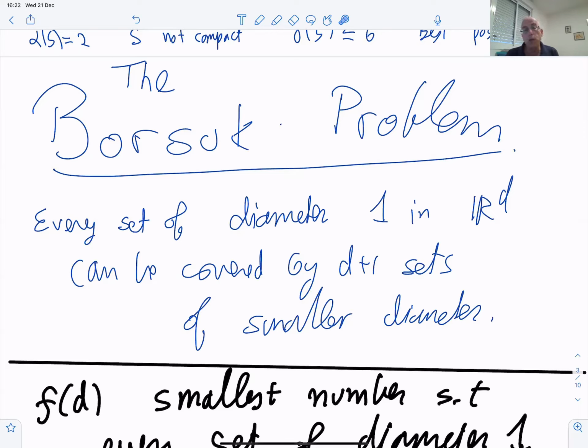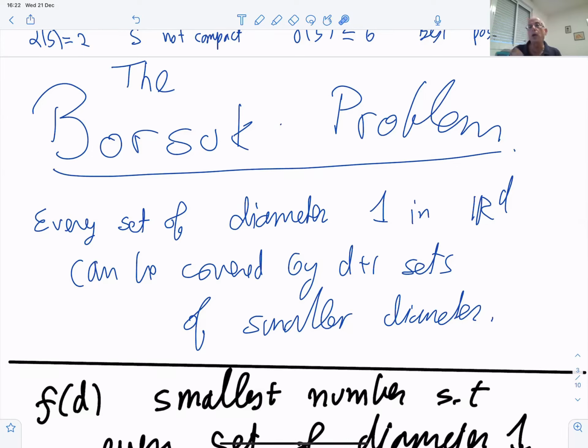And it's not difficult to show that if you have the ball, you can divide it into d plus 1 sets of smaller diameter. One way to see it is to look at the vertices of the regular simplex inside the ball, and to divide it according to, say, the Voronoi diagram, or the closest vertex. For every vertex of the simplex, you take all the points which are closest to this vertex. So it is known that if you take a unit ball, then you can divide the unit ball into d plus 1 sets of smaller diameter.